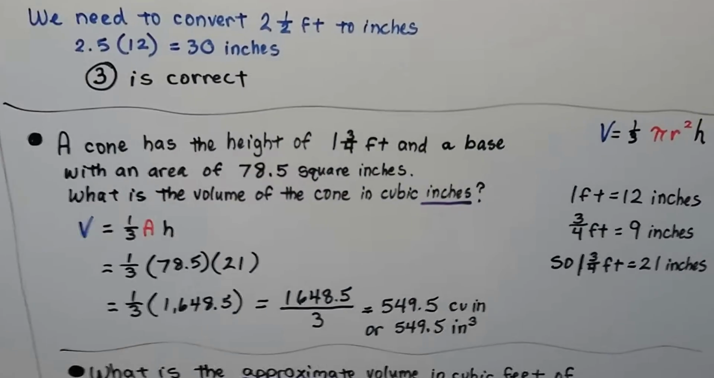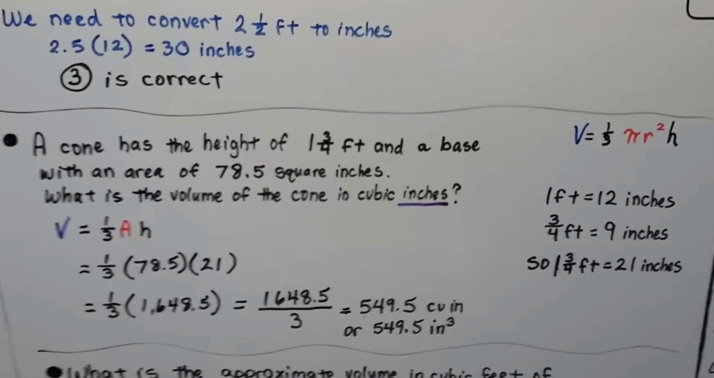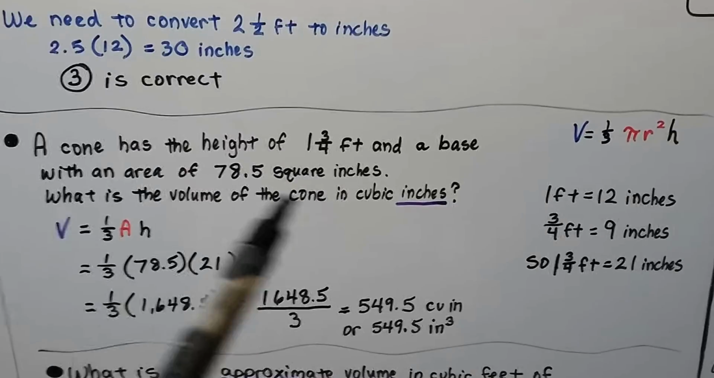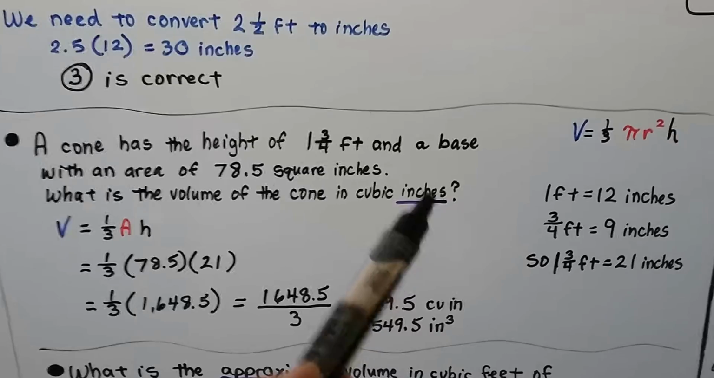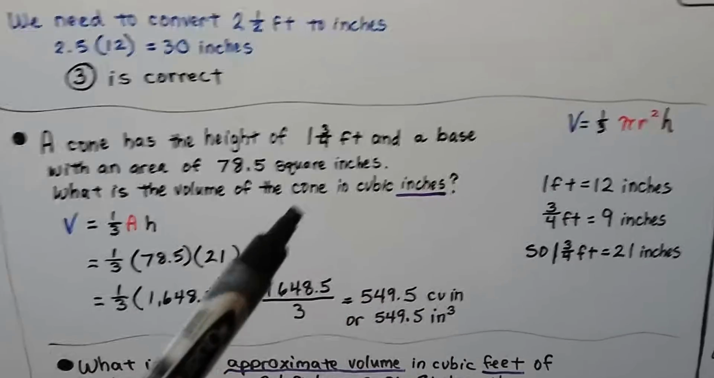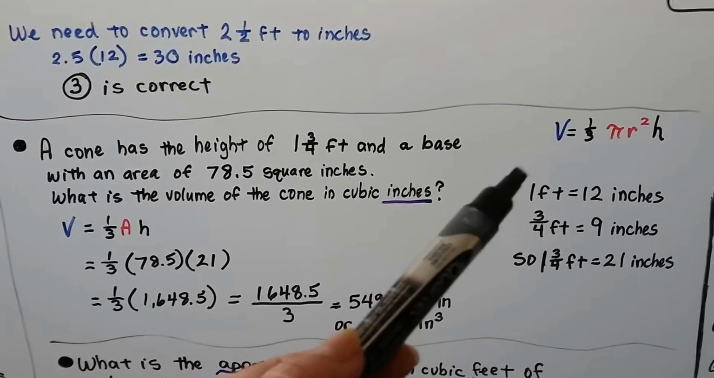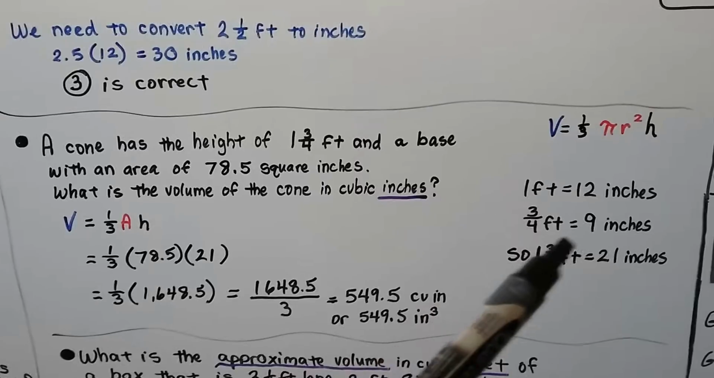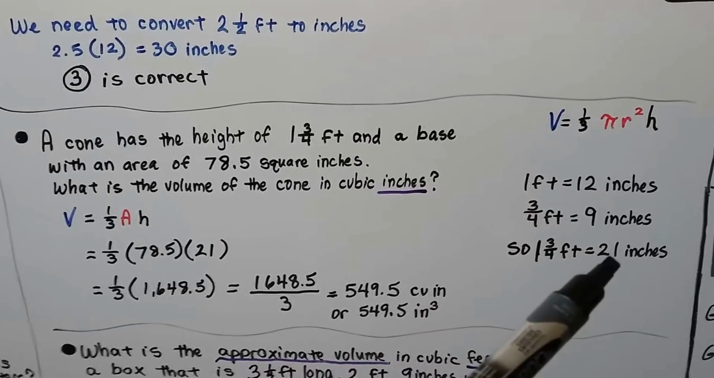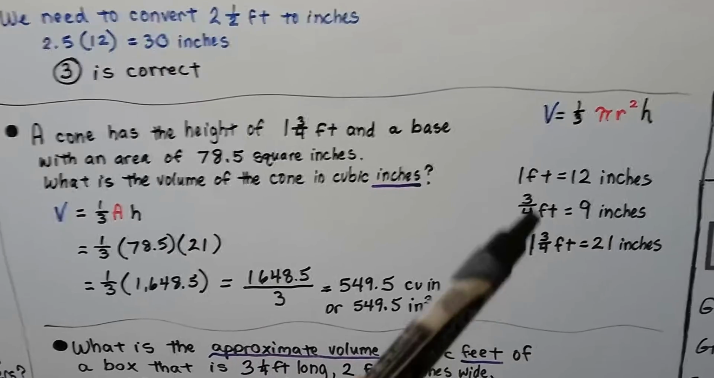A cone has a height of 1 3/4 feet and a base with an area of 78.5 square inches. What is the volume in cubic inches? So we have to convert that to inches. The first thing we're going to do before we look for the formula is convert that to inches. And 1 foot is 12 inches. 3/4 of a foot is 9 inches. That's 21 inches. So now we know the height is 21 inches.